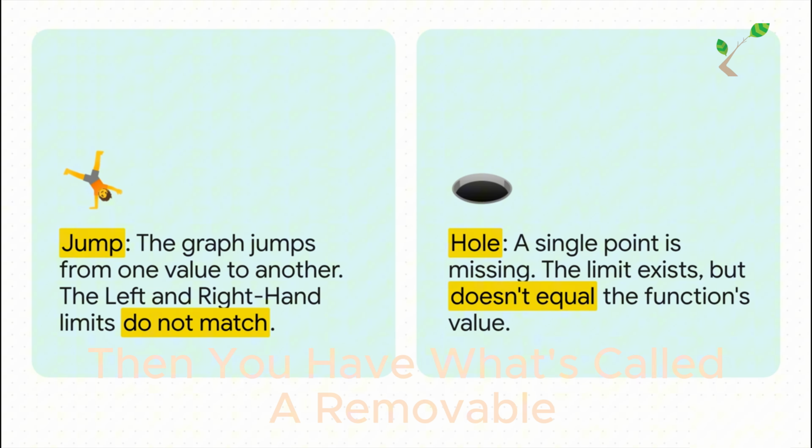Then you have what's called a removable discontinuity, which is basically a hole. Think of it like a perfectly good road, but there's one single tiny pothole. The road leads right up to it from both sides, but that one specific spot is just missing.